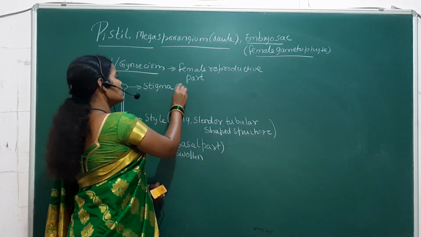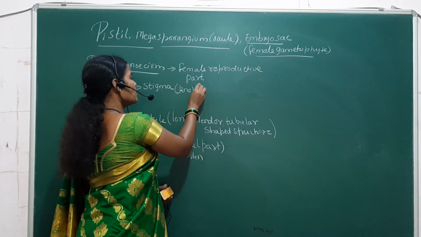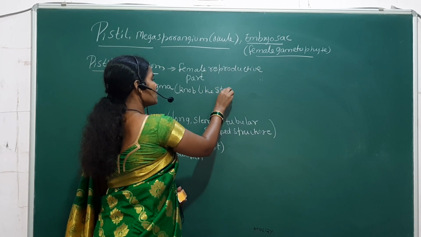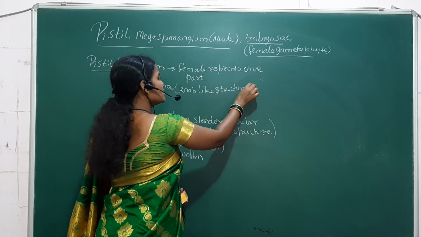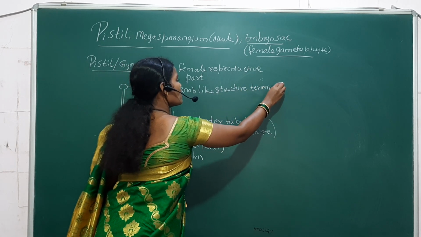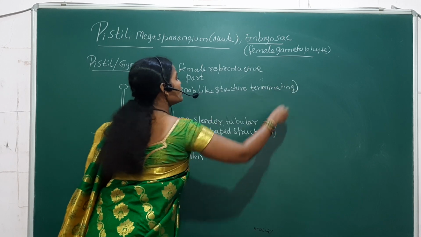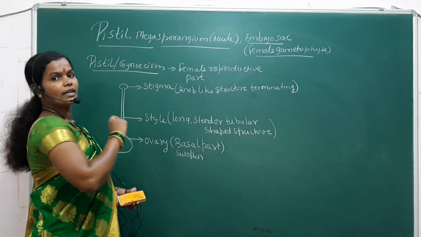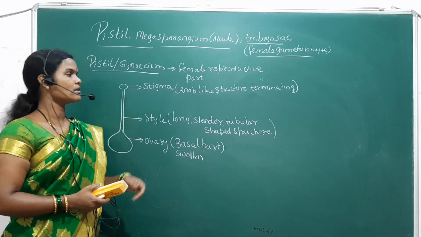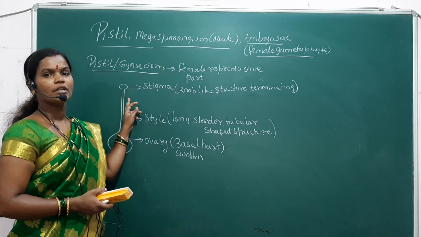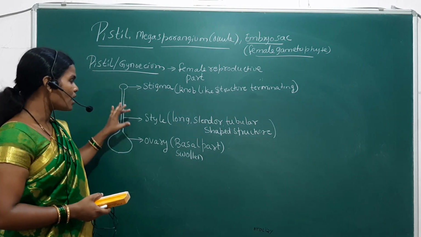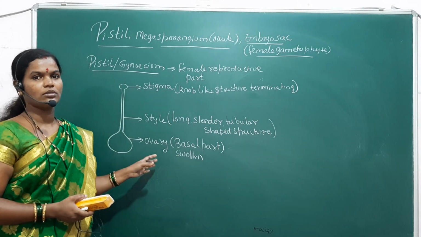The knob-like structure is present at the terminating region, at the tip portion. And what are the functions of these parts?